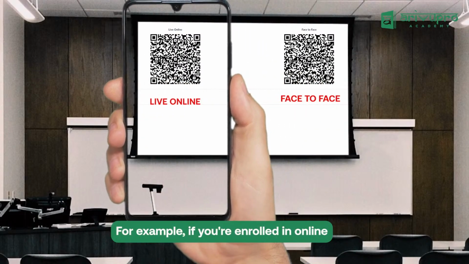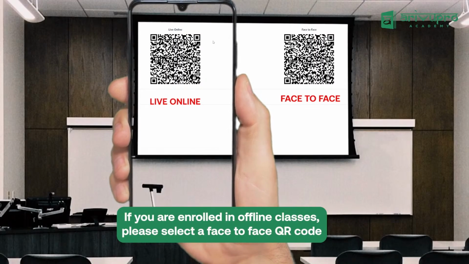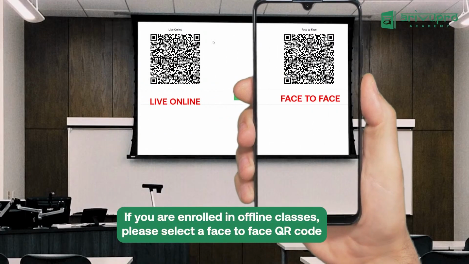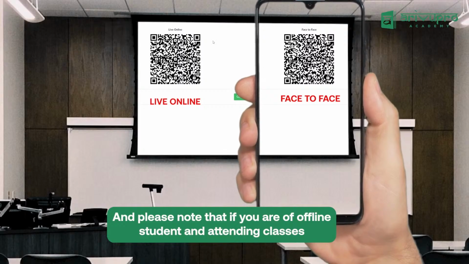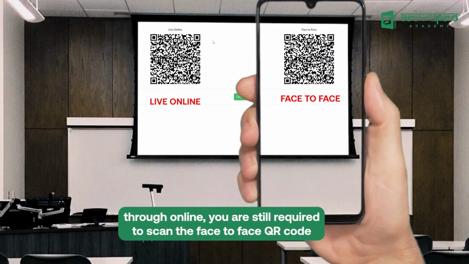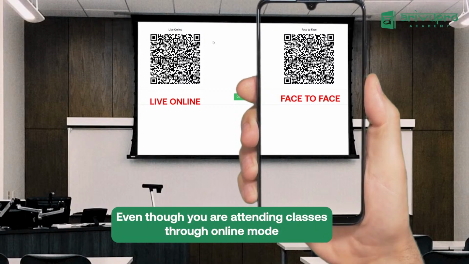For example, if you are enrolled in online classes, please choose the online QR code. If you are enrolled in offline classes, please select the face-to-face QR code. And please note that if you are an offline student and attending classes through online, you are still required to scan the face-to-face QR code even though you're attending classes through online mode.